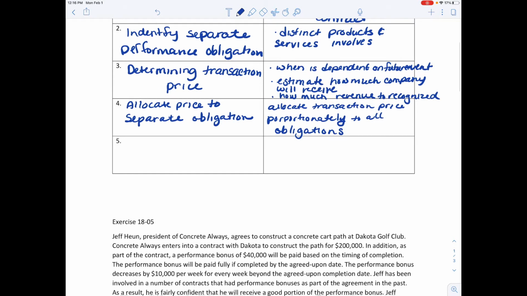And finally, recognize that revenue. It's the last step in this process. And we're going to recognize that revenue once that performance obligation has been satisfied. It's satisfied, I'll write this down, when the customer obtains control.